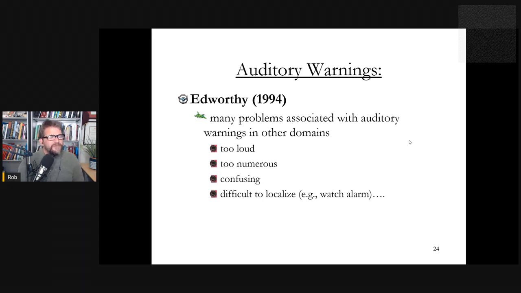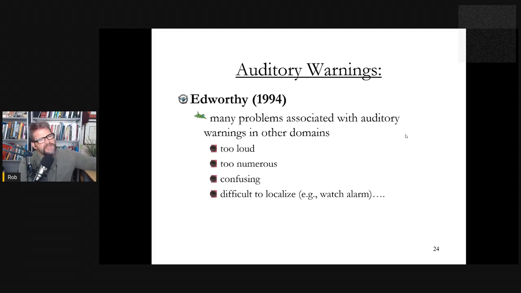Too many auditory warnings is another one. We're going to see this when we get to aviation. You can put one for going out of your lane, for hitting a car, for maybe my turn's coming up. If you get too many of them, the driver gets confused and they have to remember what each one means. Another issue comes with warnings, especially if you want to use a warning to get the driver to put their attention in a certain direction.